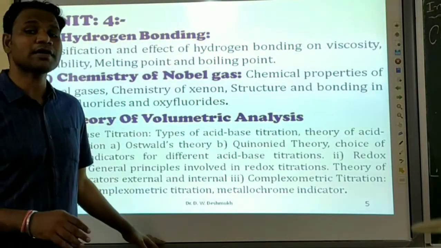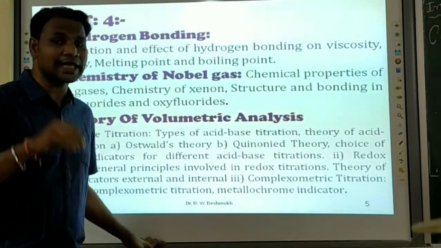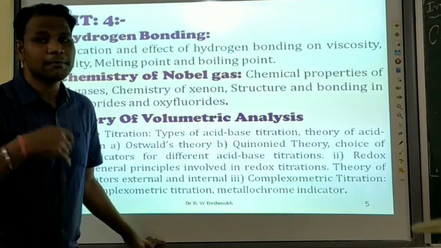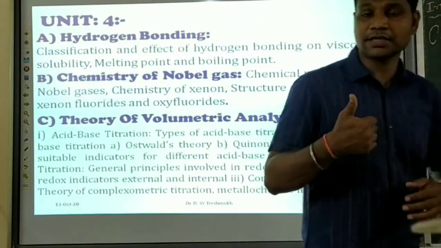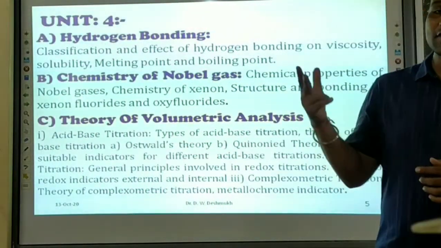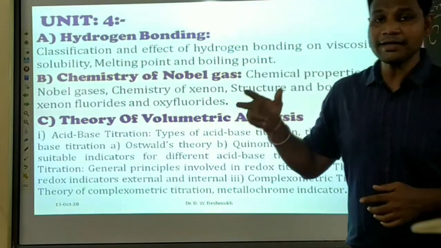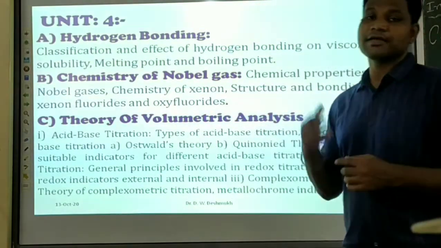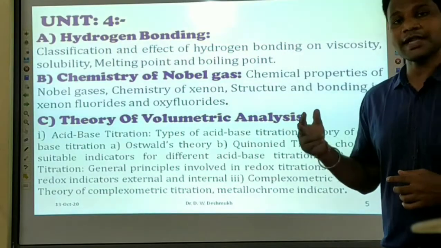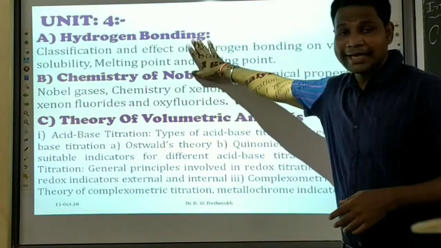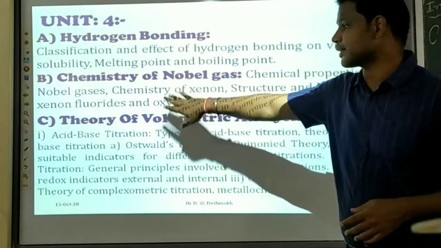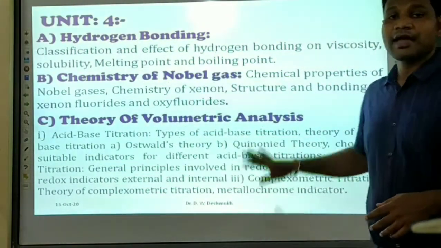So it's all about the syllabus of your inorganic chemistry paper 1 for BSc first semester. So first unit deals with atomic structure and periodic property. Second unit, covalent bond and molecular orbital theory. Third unit deals with s block element and p block element, and fourth unit deals with hydrogen bonding, chemistry of noble gases, theory of volumetric analysis.